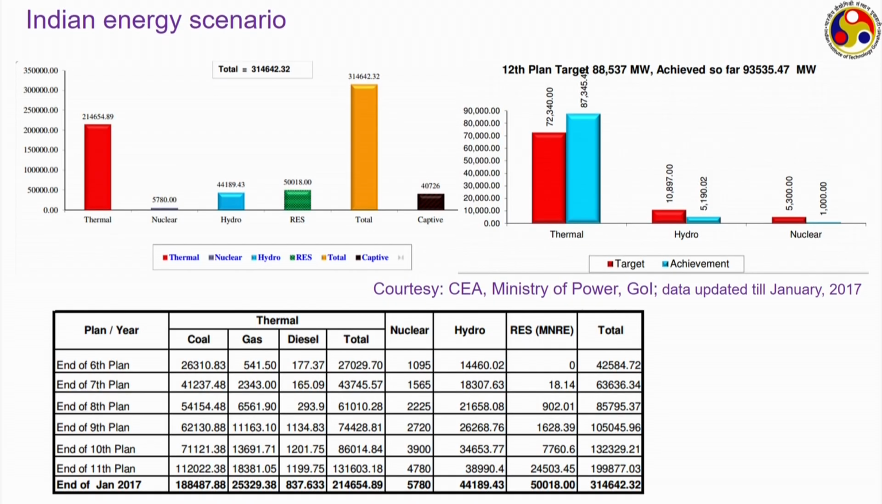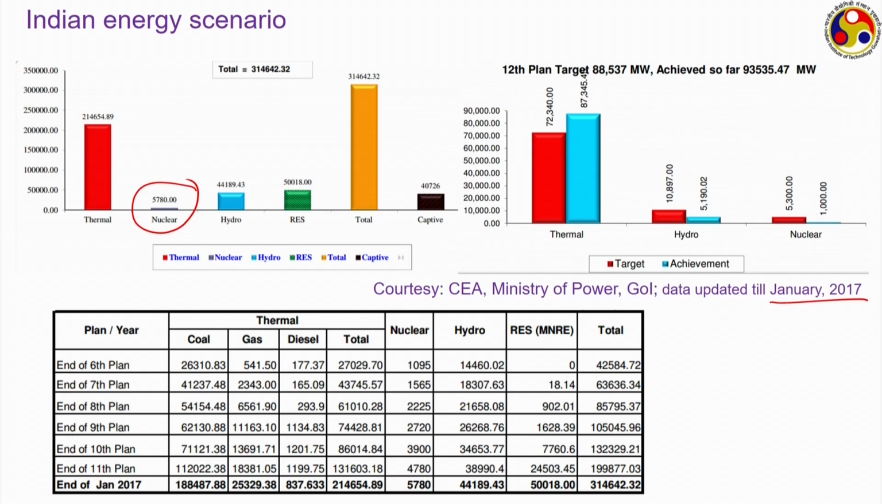Now, coming to the Indian scenario, by January 2017, India was getting only a small fraction of its total production from nuclear, just 5780 megawatt. If you compare that with what is coming from thermal, it is an extremely small fraction.